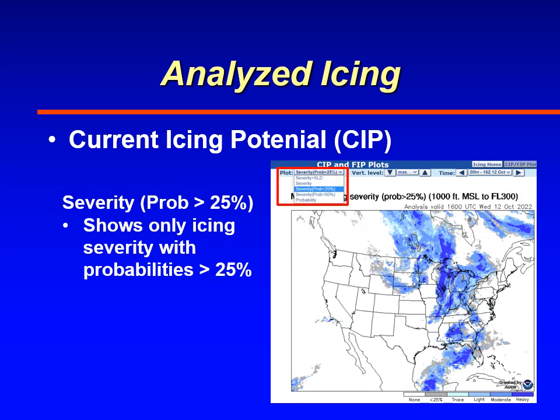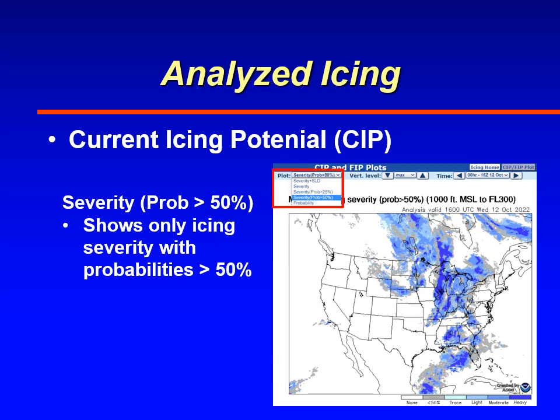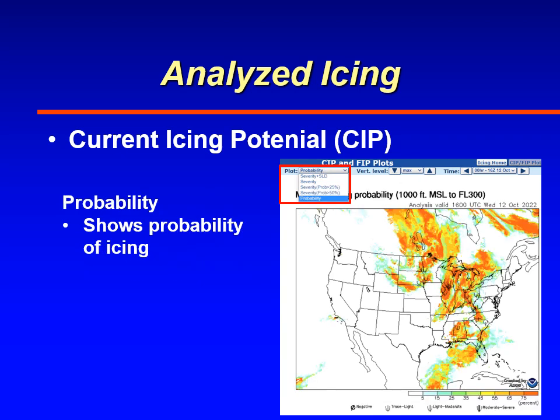of ice. Or you can look at the severity in terms of probability, where if you choose prob greater than 25%, it'll only show you areas of icing with probabilities greater than 25%. There is also a drop-down menu item for severity with probabilities greater than 50%. And then also you can click on probability and it'll show you the probability of icing in terms of percentage anywhere on the map in different shades of colors.